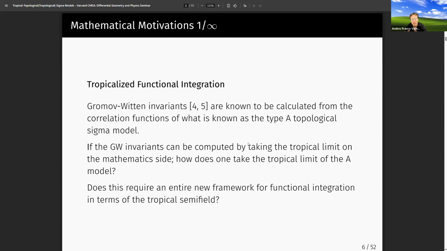We already know that if you take this particular quantum field theory known as the type A topological sigma model, you can actually compute the Gromov-Witten invariants. And the question is, if Mikhalkin's theorem tells us that the Gromov-Witten invariants can be computed by taking the tropical limit on the mathematical side, then how do you directly take that tropical limit when we're considering the A models of quantum field theory? The theorem exists and it tells us that it should work, but we don't really know how to do it from the path integral point of view. So we're left with the immediate question of: do we have to reconstruct the whole framework of functional integration? What does that even mean? Do we have to do it in terms of the tropical semifield? These sort of questions.